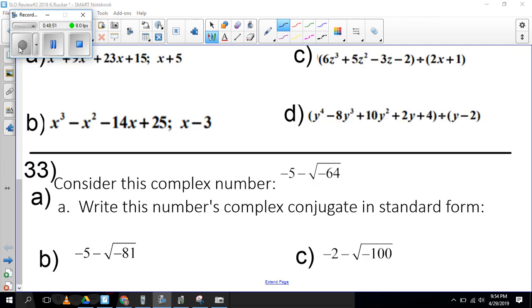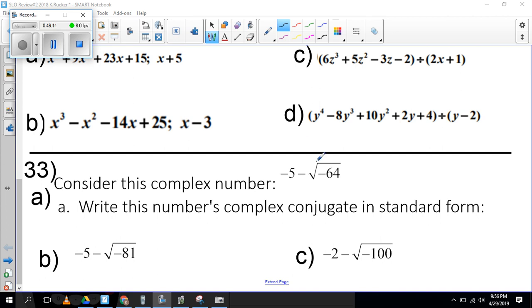Okay, the next problem I want to do says consider this complex number, -5 minus the square root of -64. And all it wants us to do is write the number's complex conjugate in standard form.